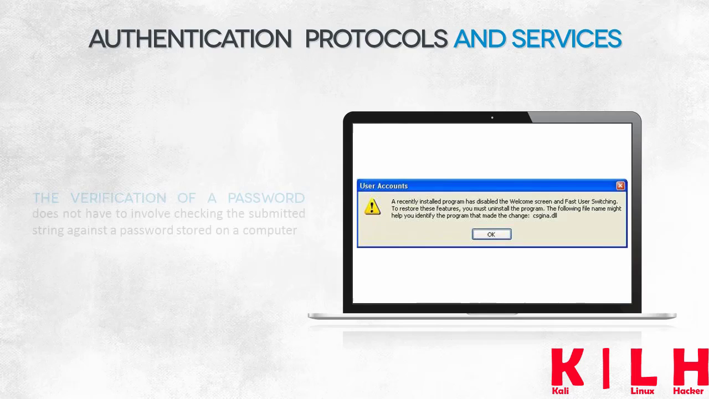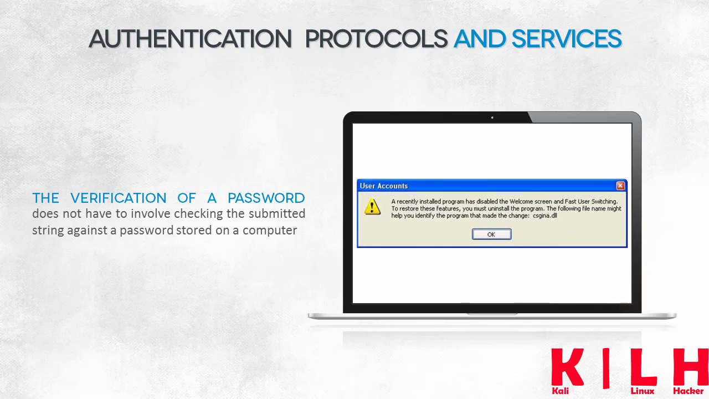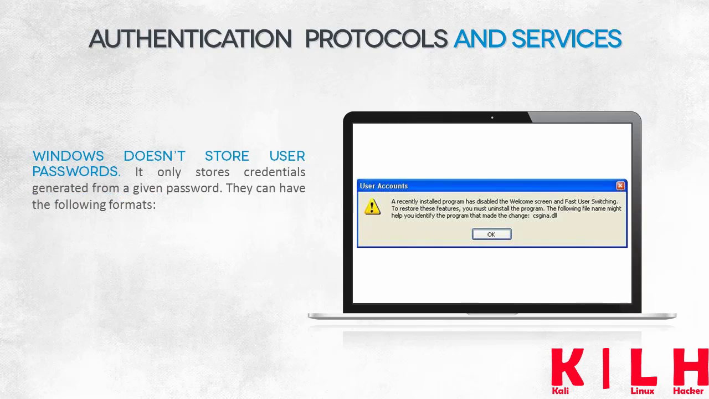Let's now review protocols and services used for authentication. The mechanisms allow Windows systems to verify if a password or a passphrase is accurate. The first aspect that is worth remembering is that Windows doesn't save user passwords in any way. The system doesn't know your password. It doesn't need to know it. Authentication isn't about the system knowing a password. It's about being able to check if the submitted password is correct. These are two completely different things.